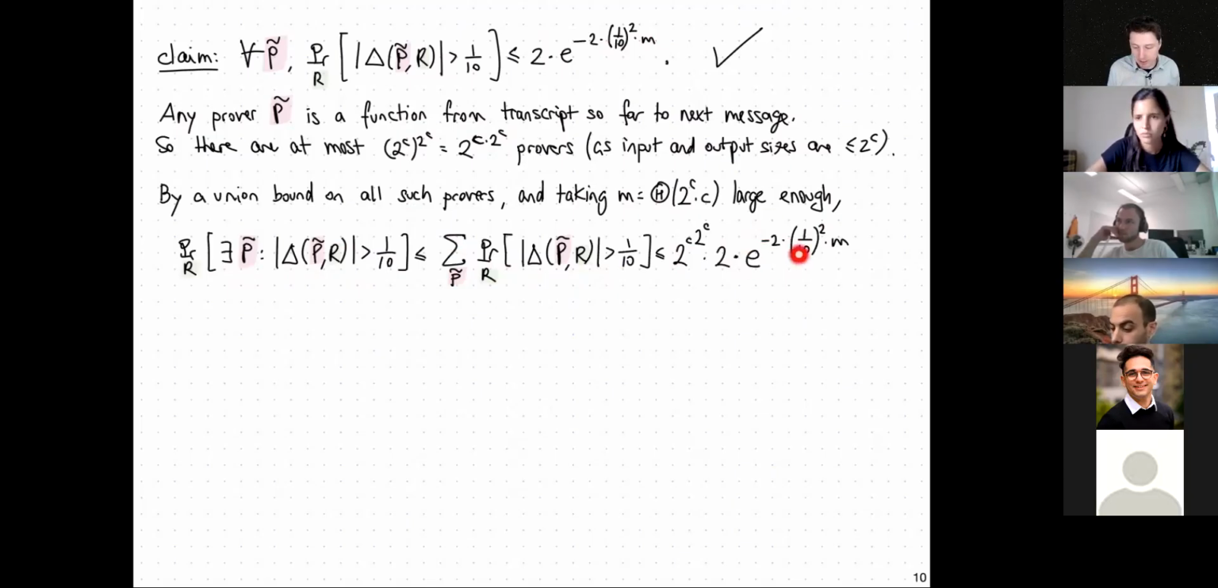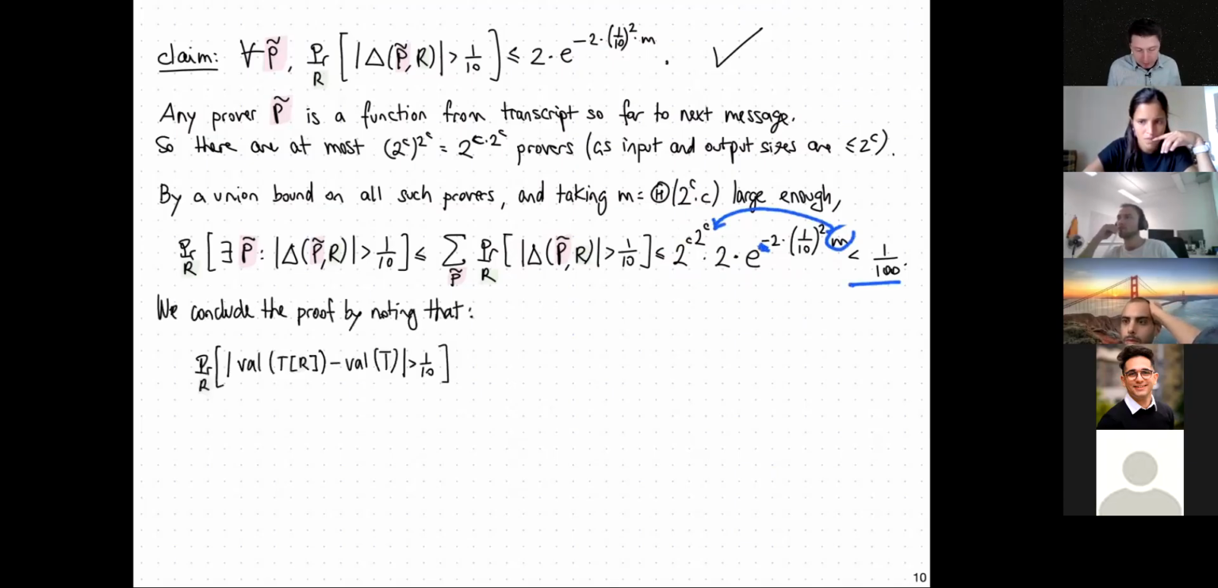So that's the probability. This is at most the number of provers. And because m is large enough, and this exponent here is made to match this one with a minus in front and a large enough constant, we can just make sure that that one is, say, less than 1 over 100. Okay?